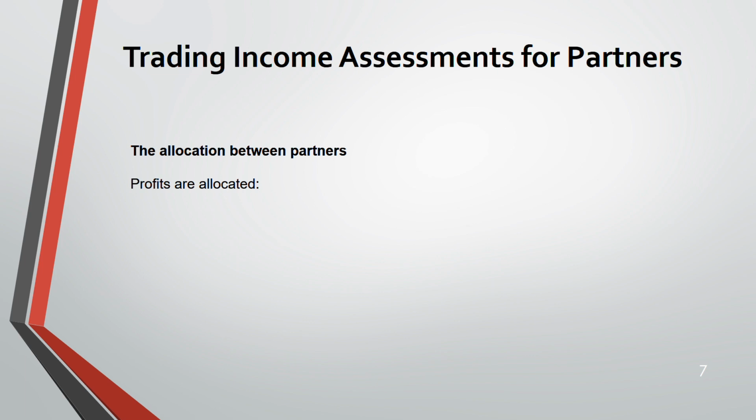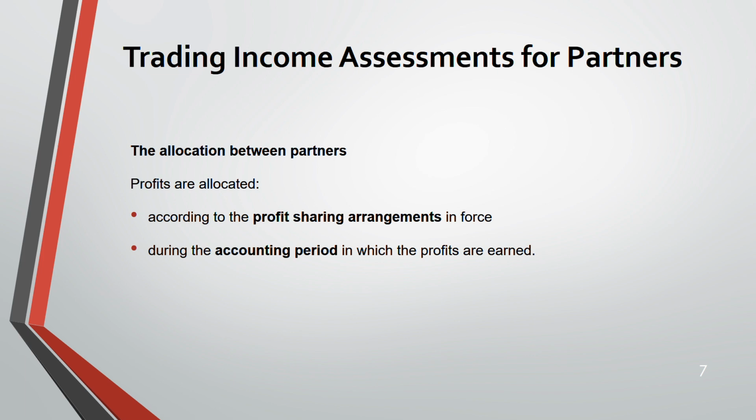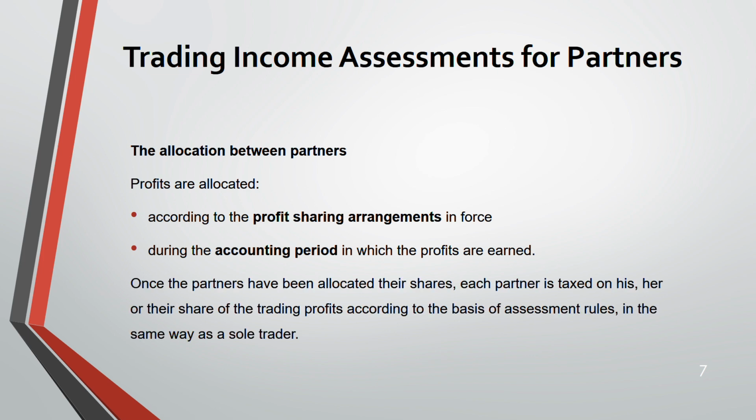Now, profits are allocated. This is how it is done. Either through profit sharing arrangements, most partnerships might have some form of agreement on how they are going to share the profit, during the accounting period in which the profits are earned. Once the partners have been allocated their share, then each partner is taxed on his or her own share of the trading profit. Remember, first you calculate one trading profit, then you allocate it among the partners. Only then will you be taxing.